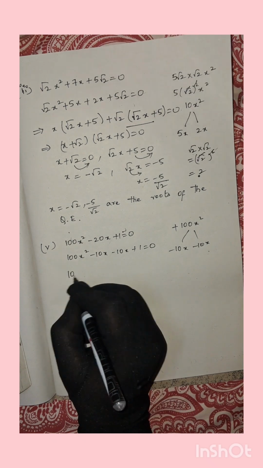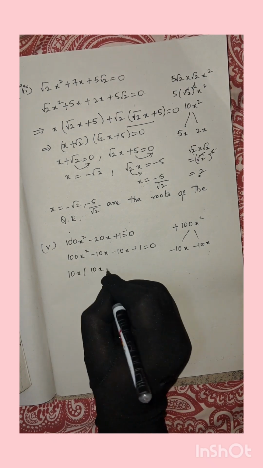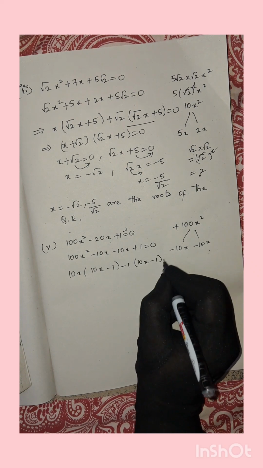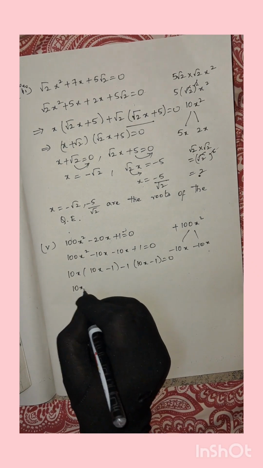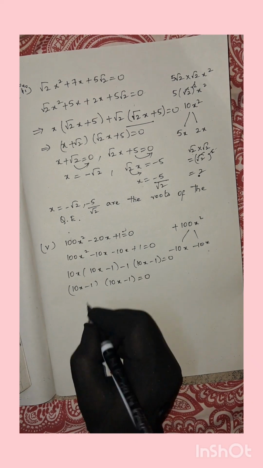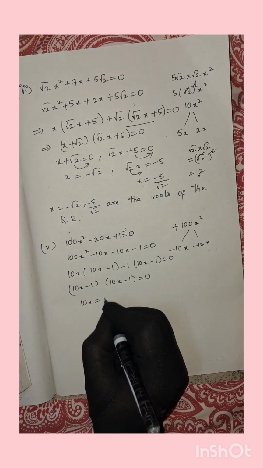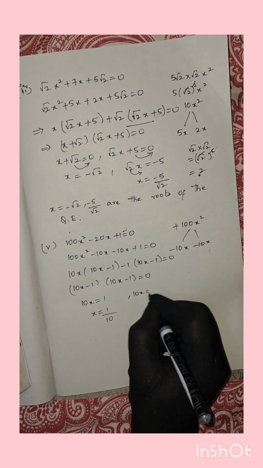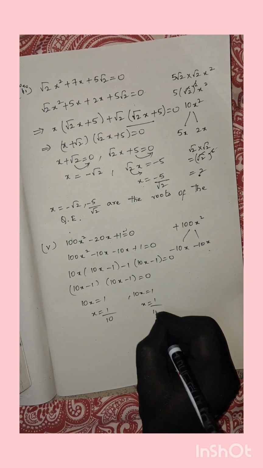So if I am taking 10x common, 10x will be inside minus 1. If I am taking minus 1 common, 10x minus 1 is equal to 0. So your answer is 10x minus 1 into 10x minus 1 is equal to 0. So 10x is equal to 1, x is equal to 1 by 10. Same here, 10x is equal to 1, x is equal to 1 by 10.